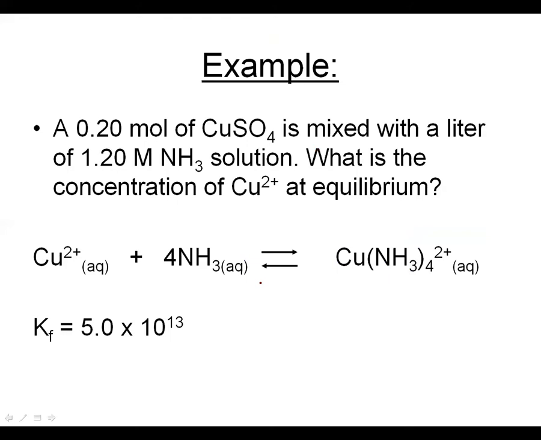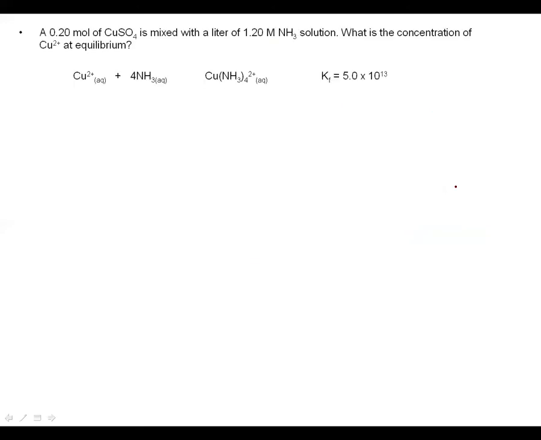So if we take 0.2 moles of copper 2 sulfate and we mix it with a liter of 1.2 molar ammonia, what is the concentration of copper at equilibrium? Just to make everything easy in this particular problem, we're going to assume that all the volumes basically remain as 1 liter, so let's make the math a little bit easier. Let's go through this and show you how you do this type of problem.